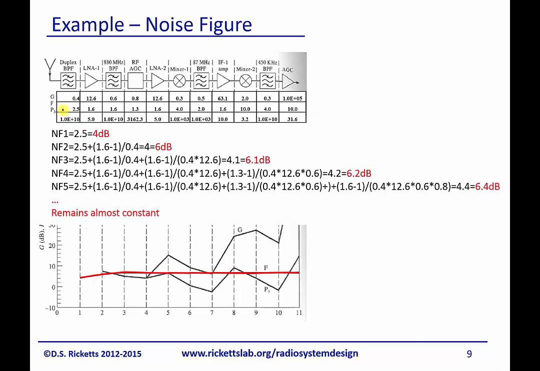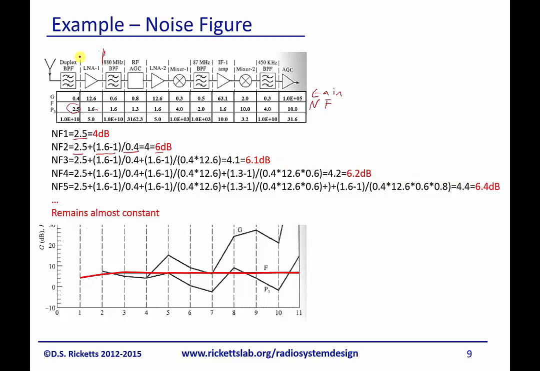The noise figure of, I'll just go ahead and write this out again. This is the noise figure that we're going to focus on, and here's the gain. The noise figure of the first stage is 2.5. That's easy. If we go to the second stage, it's going to be 2.5, and then we take 1.6 minus 1. Remember, we're subtracting 1 because that 1 is the input noise. And we are going to divide it by the gain of the first stage, but the gain of the first stage is a loss of 0.4. So we divide it by 0.4, we get 6 dB, and then we carry on through the mathematics.